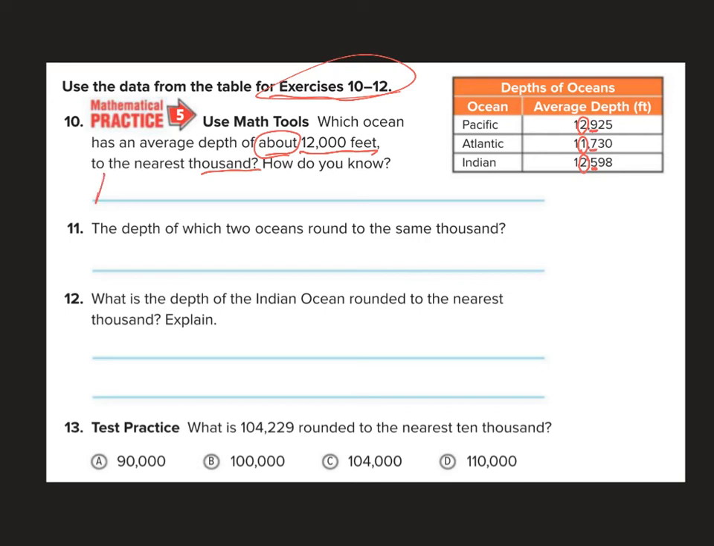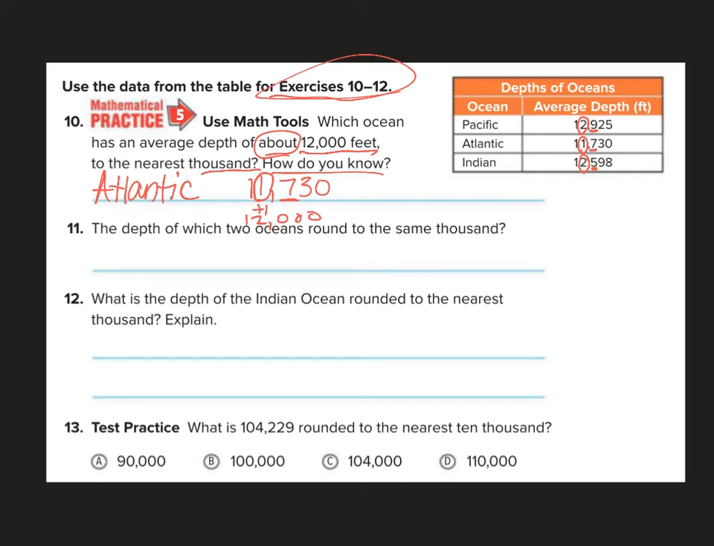So we're going to write here the Atlantic. And then it says, how do you know? I'm going to show them how I know. 11,730. I'm going to circle the thousands place, underline the 7. That's going to tell me to add 1, which is going to give me 12,000 feet rounded.